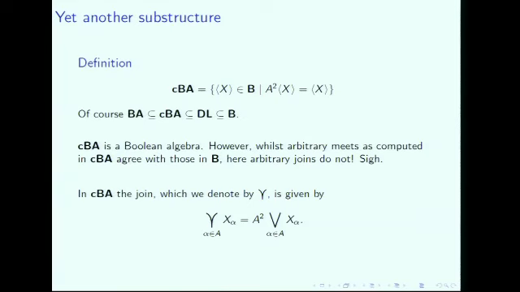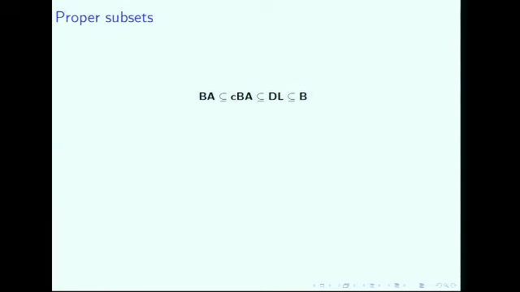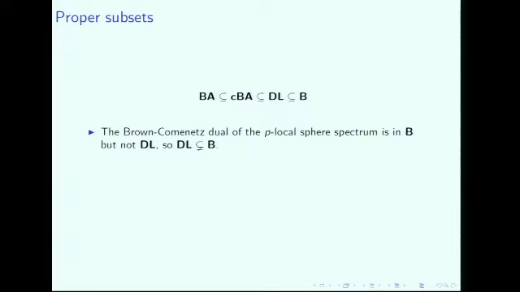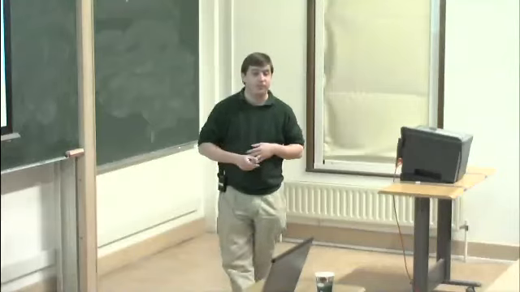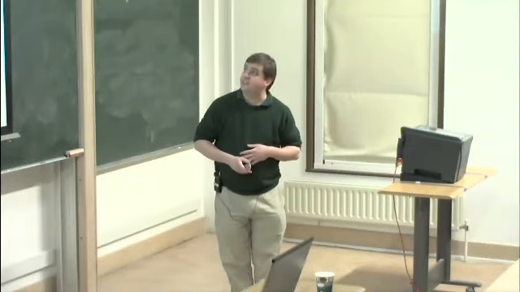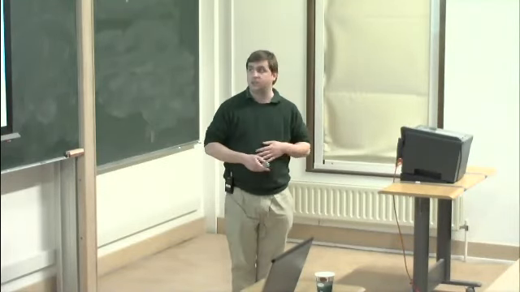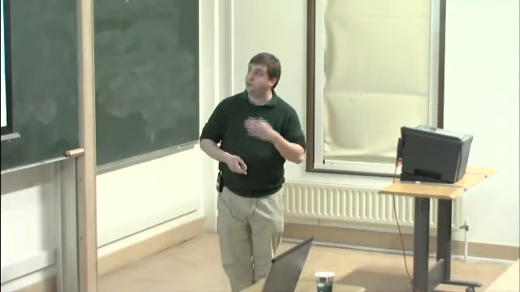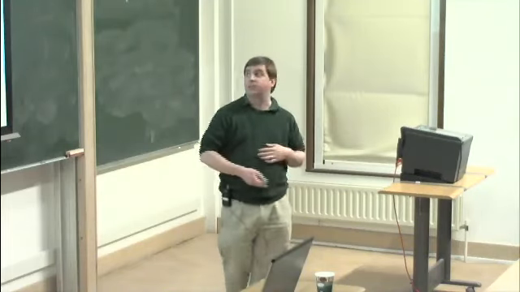So let's give this a name: curly wedge, curly V, is going to be the join in CBA. Okay, so we've got this subset inclusion. Now another spectrum, known as the Brown-Comenetz dual of the p-local sphere spectrum, is in B but is not in the distributive lattice DL. So we know that DL is a proper subset of B.